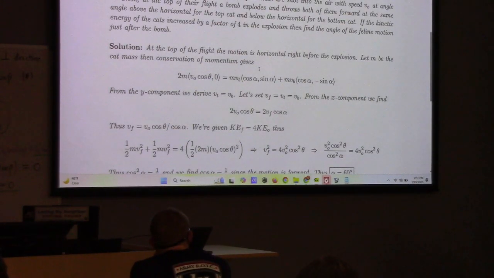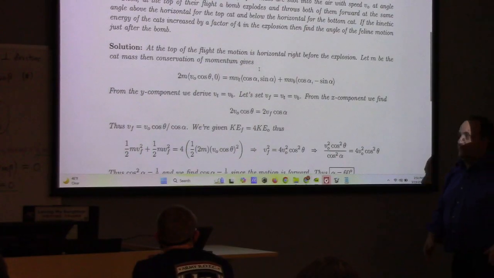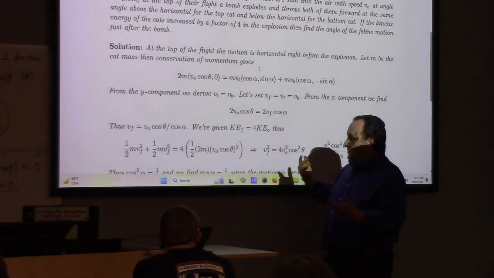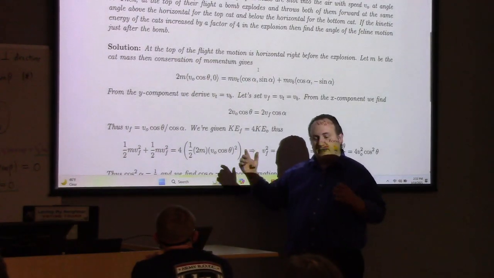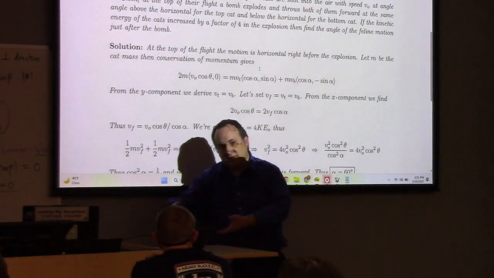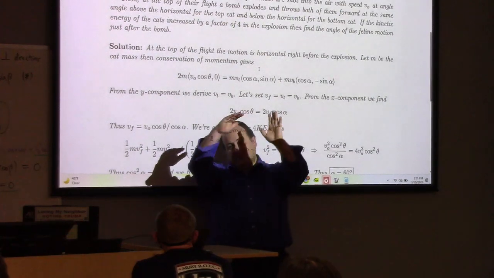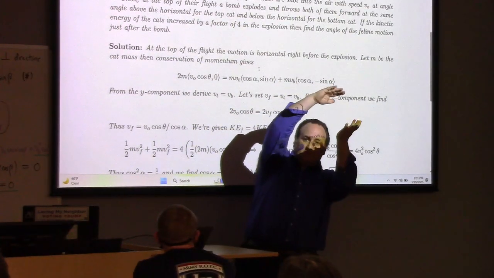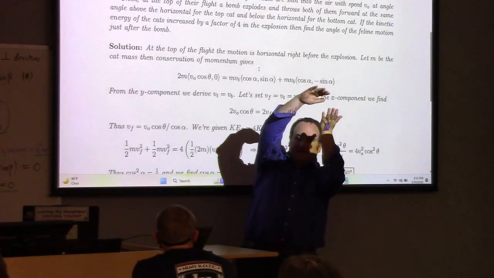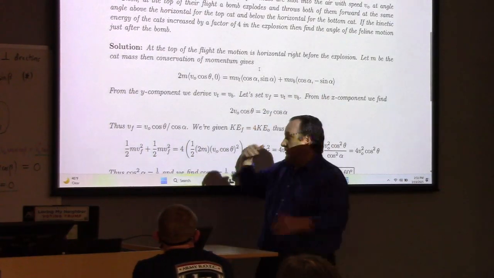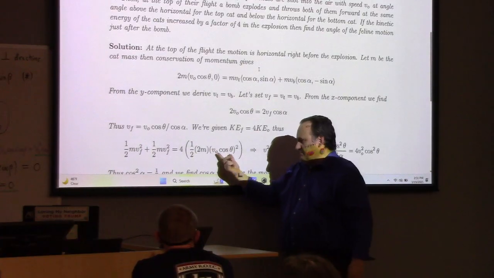What's the kinetic energy right before the explosion? It is when we're at the zenith of the flight. So the speed is just v naught cosine theta, right? When the cats are being launched off the ground, they're going faster, right? But they go up, gravity slows them down, and at the top of the flight is where the explosion happens, right? So it's already slowed down from v naught all the way down to v naught cosine theta for the speed. So that's why that's there rather than just v naught.